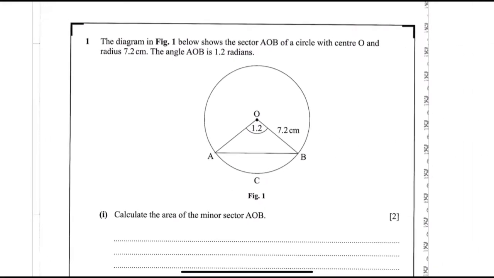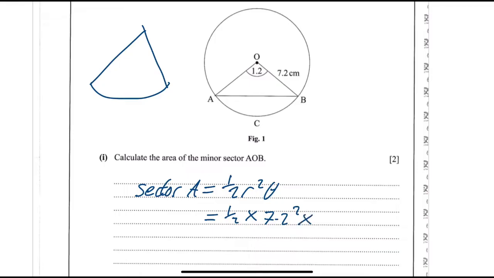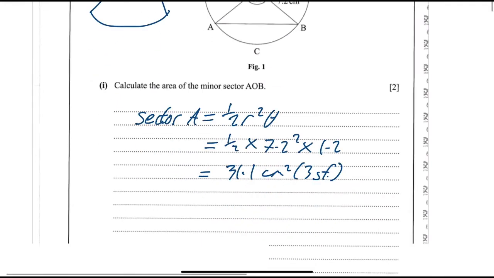It says calculate the area of the minor sector. So the sector is a whole pizza slice, and the area of the sector is given by a half r squared theta, where theta is in radians, which it is. So half times r squared, so 7.2 squared times your 1.2, which works out to be 31.1 centimeters squared to 3 sig figs. Now, I jump straight to the rounded version because we don't need this for the latter parts of the question.